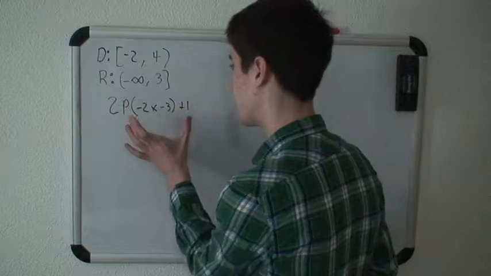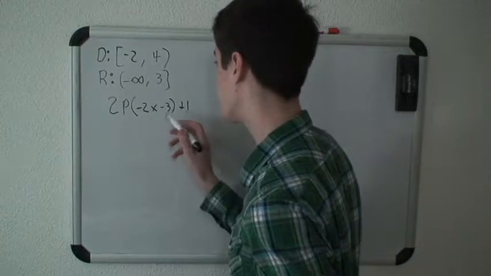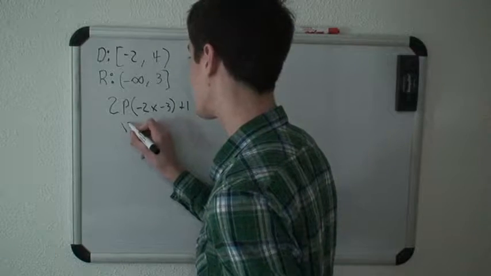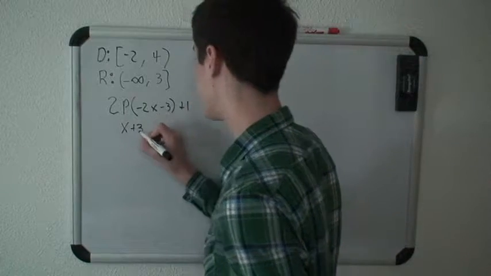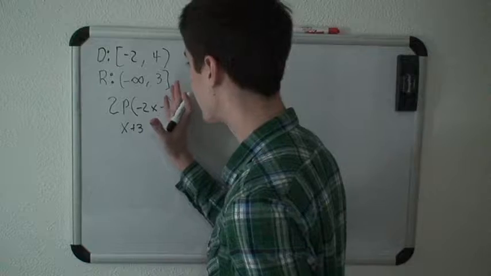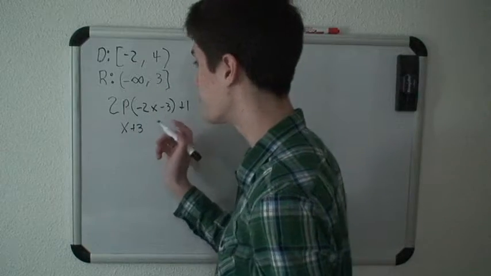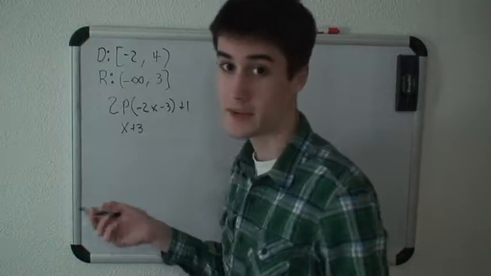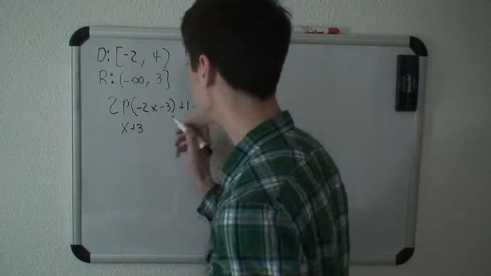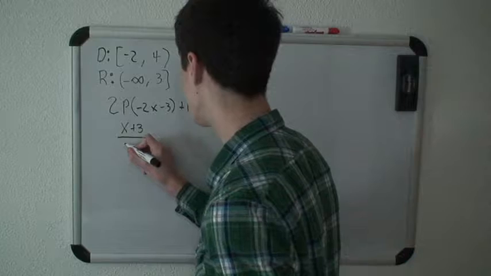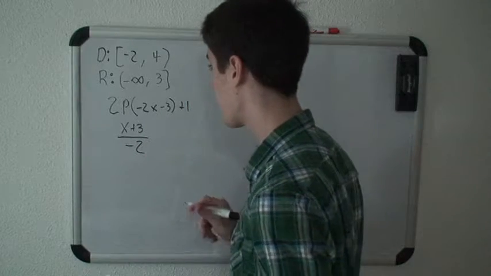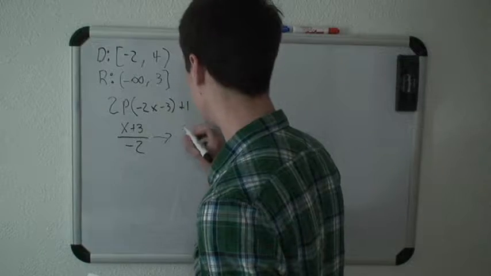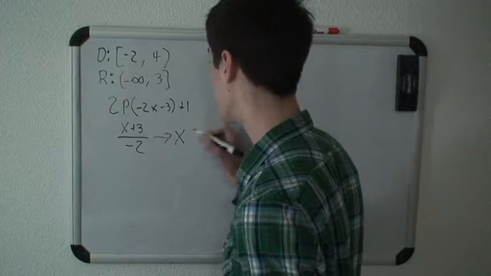So the first thing we do, we'll add 3 to all of our x values. So we have x plus 3, and then we're left with -2x. So the inverse operation for multiplication is, of course, division. So we divide it by -2, and that's going to become our new x value.